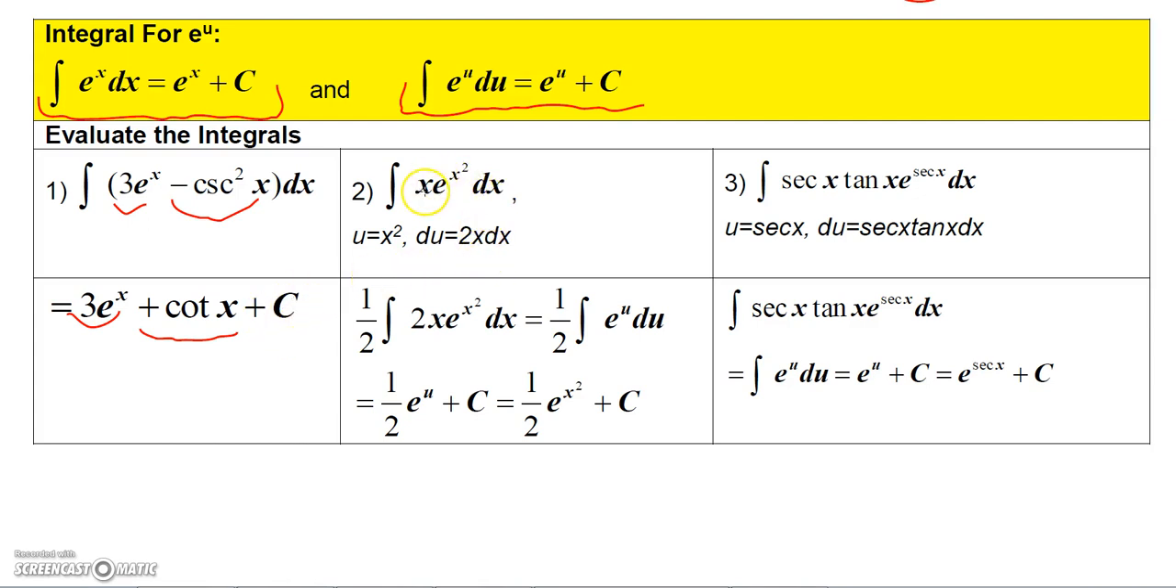Now on this example, I have x e to the x squared.